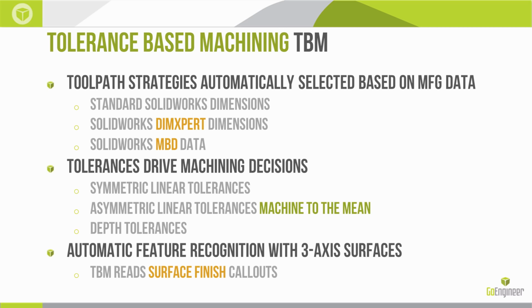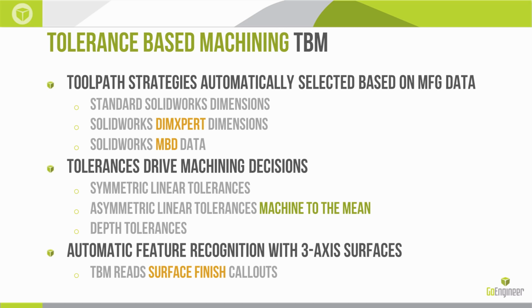Here's also something completely new: with the addition of the TBM, automatic feature recognition is now going to find some 3-axis surfaces. So historically, the feature recognition only worked on 2-dimensional features, pockets, holes, slots, bosses, stuff like that. And anything that was going to be cut with a 3-axis toolpath had to be created manually. But now, if either the programmer or the design engineer calls out a surface finish on a particular face, CAMWorks is going to create a feature on that face and adjust the machining strategy based on that surface finish callout.